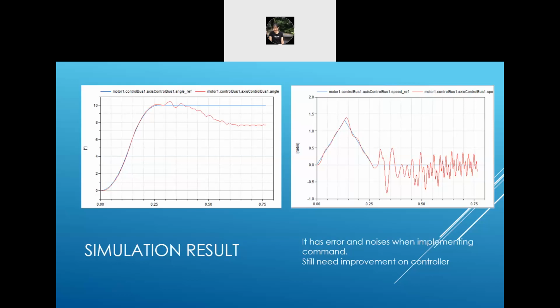And here are the simulation results of the motor. As you can see, it's not perfect, and it has error and noise when implementing the command. Here, the blue line indicates the angle reference and the red line indicates the actual angle. Since there's no pre-calculated controller, the motor will not move as we expected. So the model could be used for testing controller designs for the users.